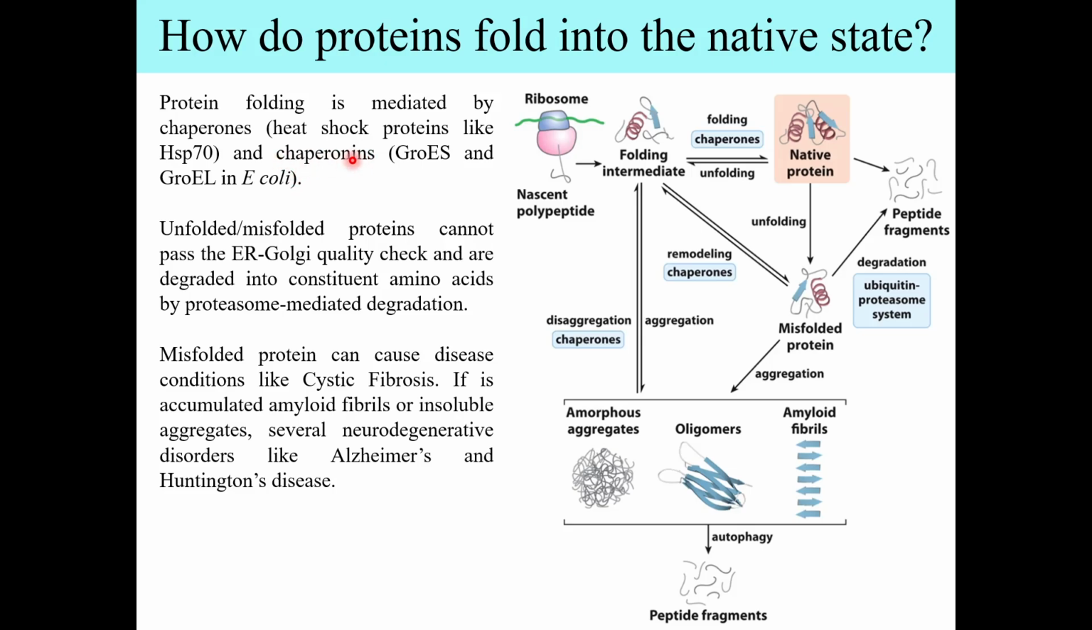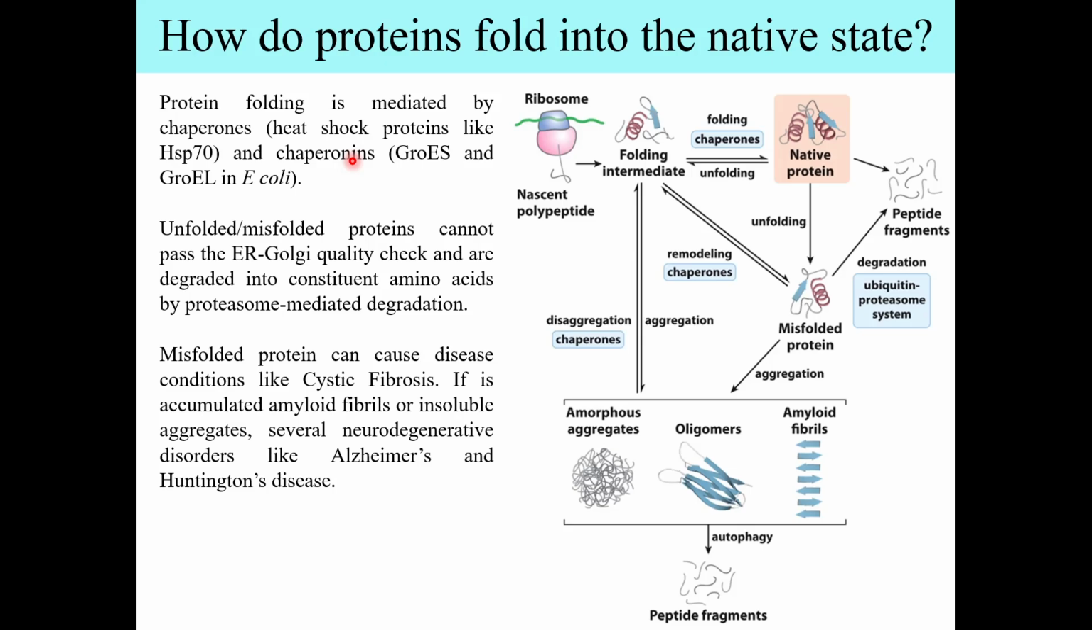And then there are chaperonins. Chaperonins are also helper proteins. There can be GroES and GroEL in E. coli. Okay, so we will look at the mechanism of these chaperones and chaperonins in the next slide.